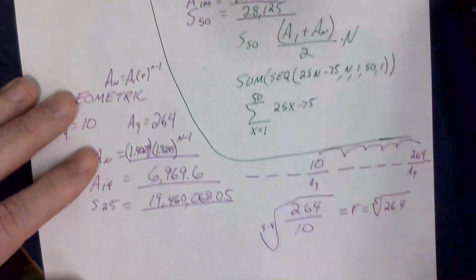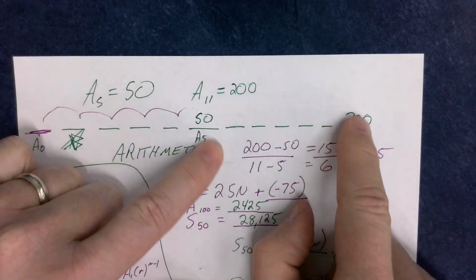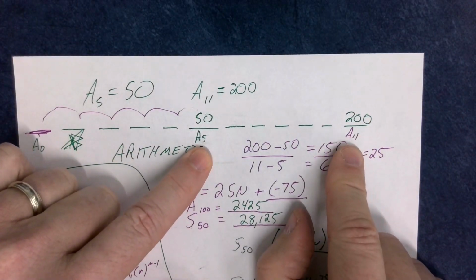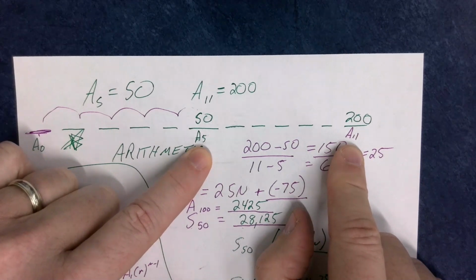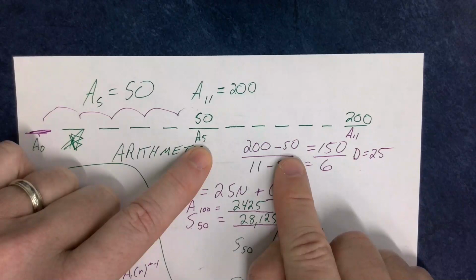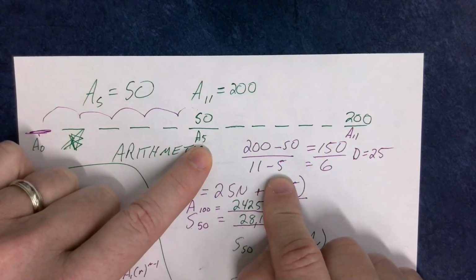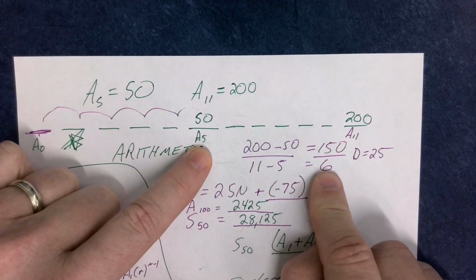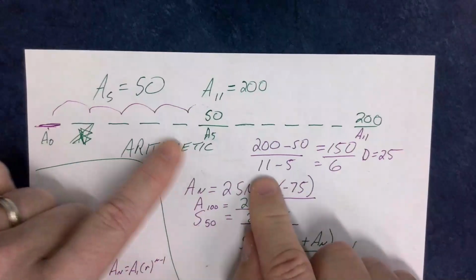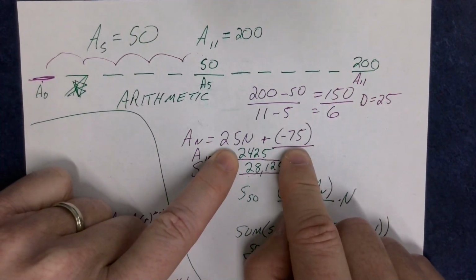Okay, so again, big picture. How do I do arithmetic when I'm given 2 terms in the middle of a sequence? I find the difference in the values. I find the difference in the terms. I divide them. That's my difference. I work backwards to find a sub 0, and I write my explicit formula.